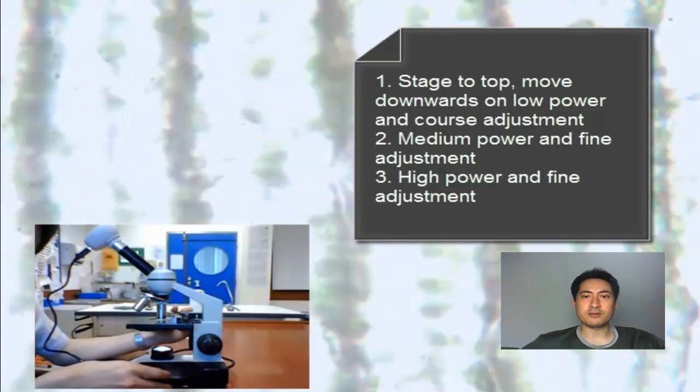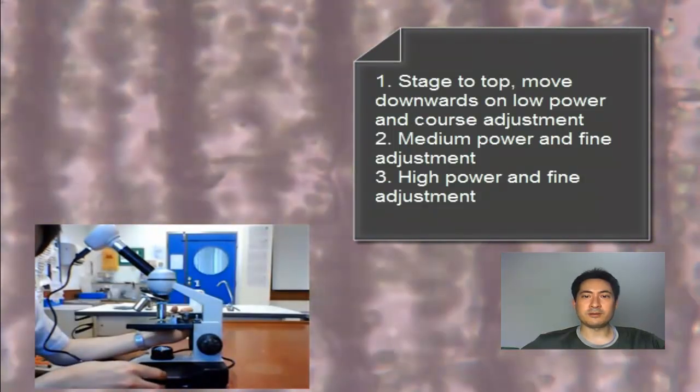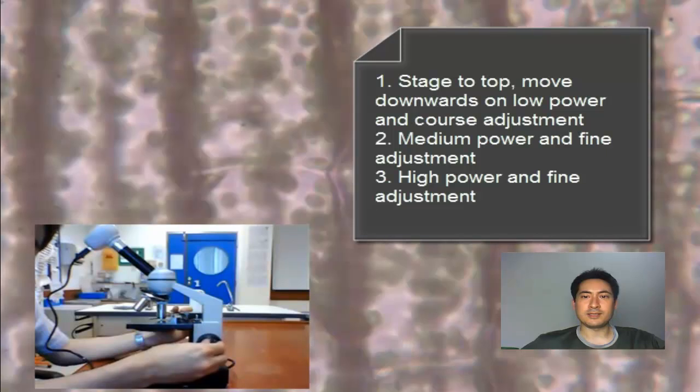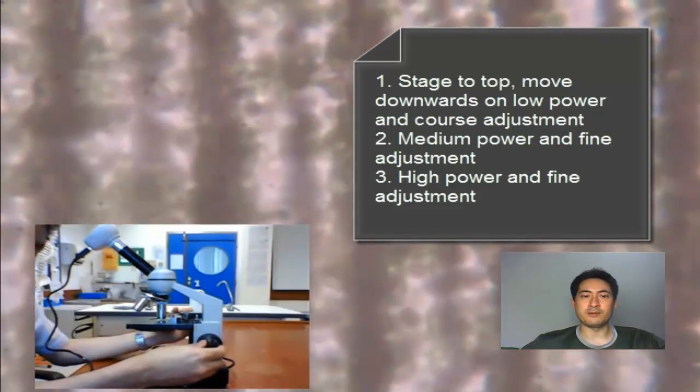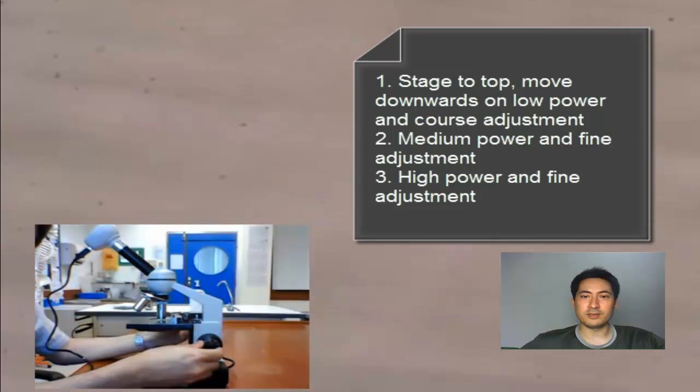Lift the stage right to the top. On the low power, use the coarse adjustment. Once that's done, next higher power, fine adjustment, next higher power, fine adjustment. You can see it's very, very quick.